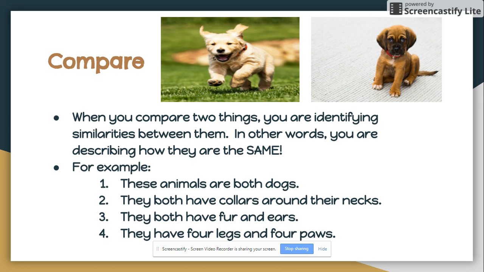Look closely at these two pictures. They're very cute. For example, when we compare these two pictures, we find that they have similarities. Number 1, these animals are both dogs. Number 2, they both have collars around their necks. Number 3, they both have fur and ears. And number 4, they have 4 legs and 4 paws. This is how these two dogs are the same. Remember, compare means the same.